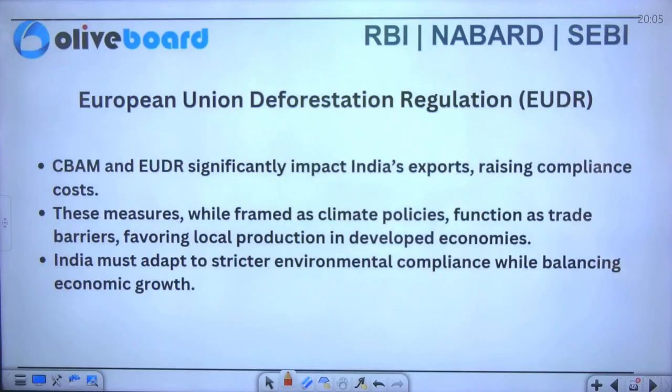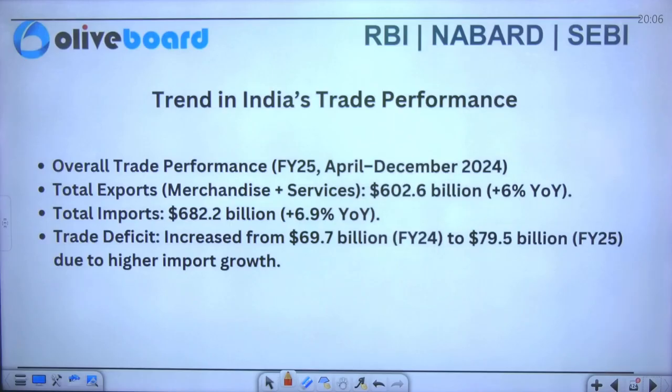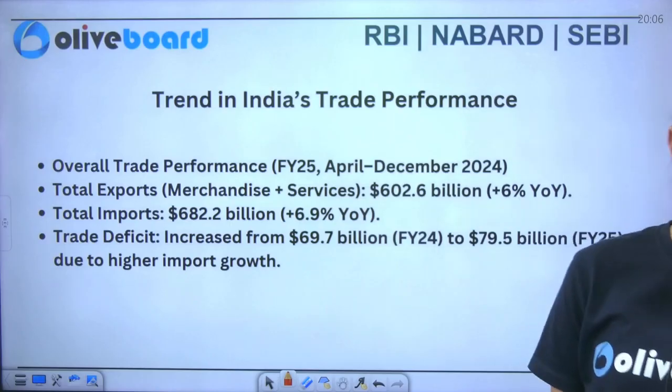Okay. Next, if I talk about CBAM and EUDR, they have put an impact on India's exports, as told by a survey. These measures, while framed as climate policies, now function as trade barriers favoring local production in developed economies. Similarly, India must adapt to restrictive environmental compliances while balancing economic growth. Now we'll talk about India's trade performance.